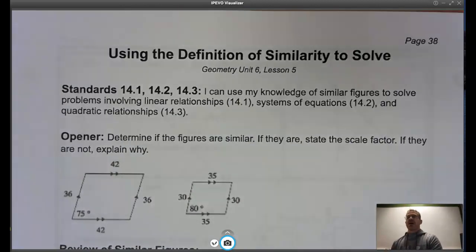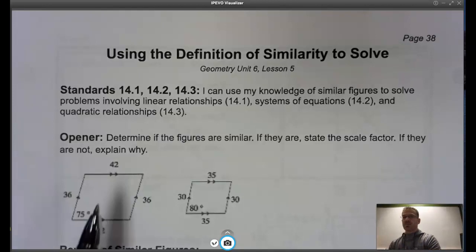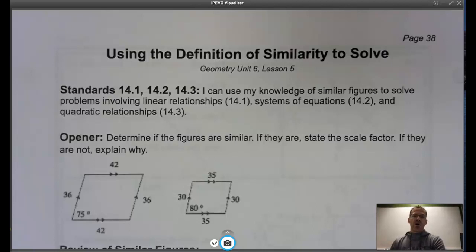Now, what this means is that you have to remember the two important things about figures being similar. Two things have to be true each and every time. One is that the sides have to be proportional, and two is that the corresponding angles have to be congruent. Both of those things have to be true to know that two things are similar. So, that being said, I want you to pause the video, flip it back on, and let's see if these two figures are similar.